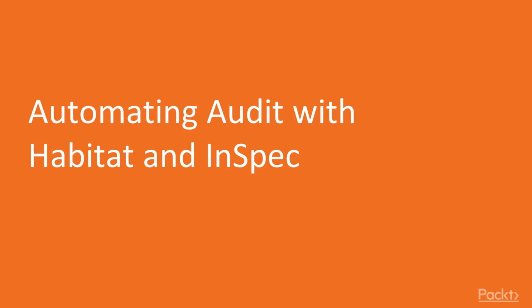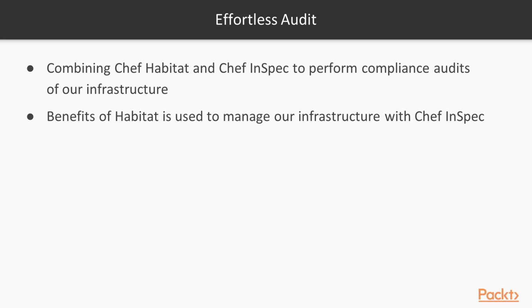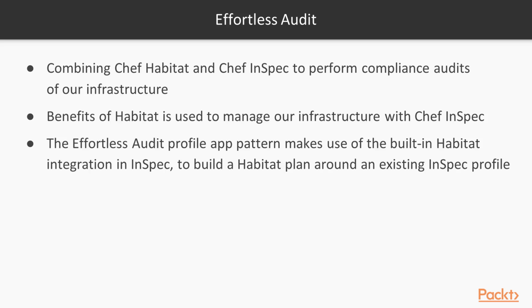In this video, we will learn to automate audit with Habitat and InSpec. It is called effortless audit. Effortless audit combines Chef Habitat and Chef InSpec to perform compliance audits of our infrastructure. It gets all the benefits of Habitat to manage our infrastructure with Chef InSpec. It makes use of the built-in Habitat integration in InSpec to build a Habitat plan around an existing InSpec profile.